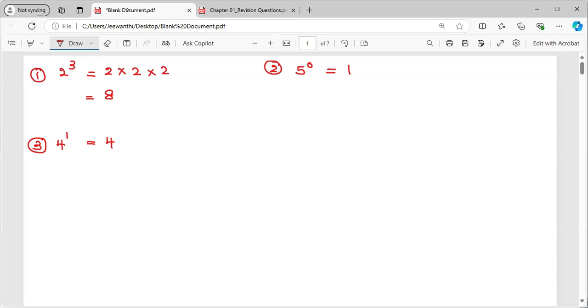Then we will move to question number 4, where you see whether you have followed the steps. When you have this kind of question, 10 to the power 2, first of all you want to solve this part, 10 times 10, and we know it is 100. And we rewrite the question as 7.2 multiplied by 100. Then you want to move the decimal point to the right side 2 steps.